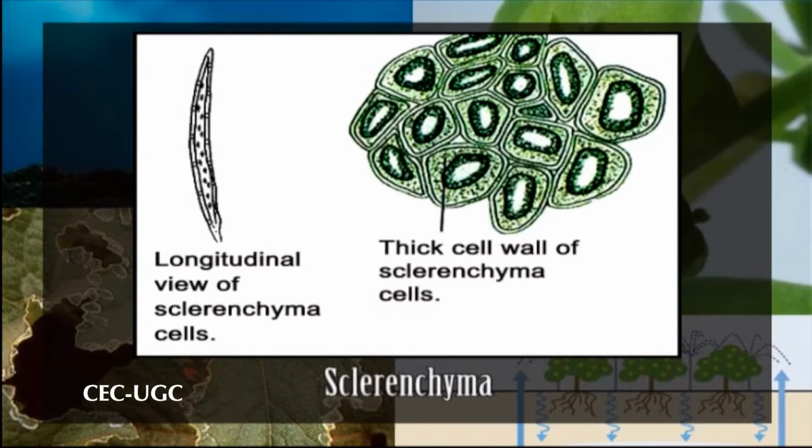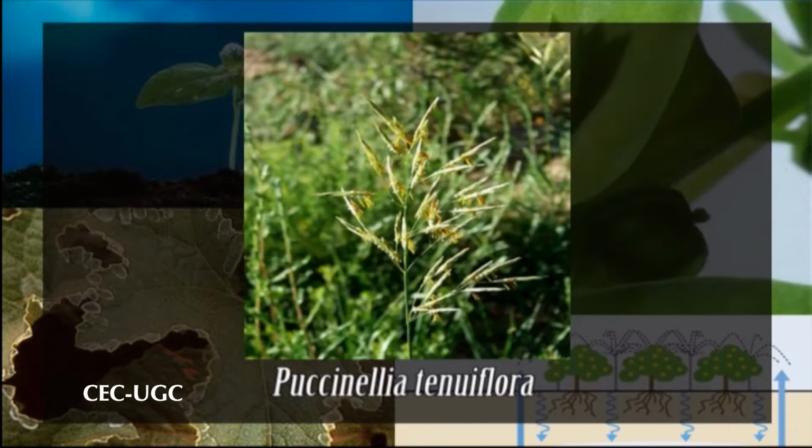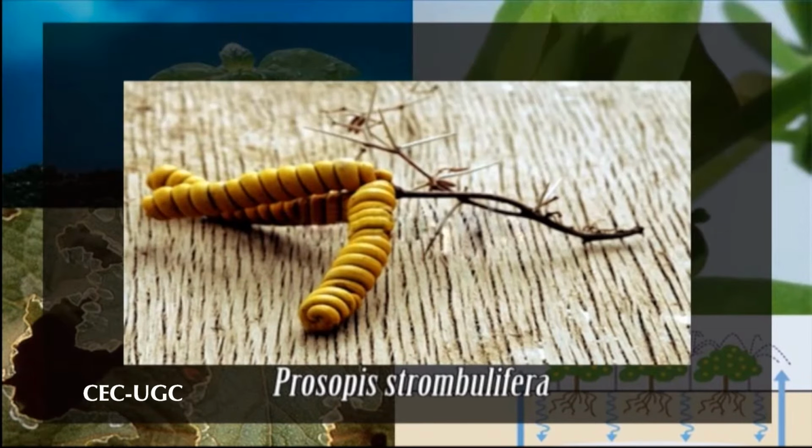Increased sclerenchyma under salinity stress not only provides rigidity to the tissue or organs but is also vital for reducing water loss through plant surfaces. Increased sclerification has been reported by several researchers in salt-tolerant or halophytic plants, for example, Spartina alterniflora, Puccinellia tenuiflora, and Prosopis strombulifera.